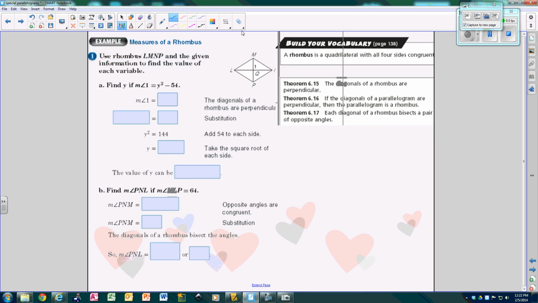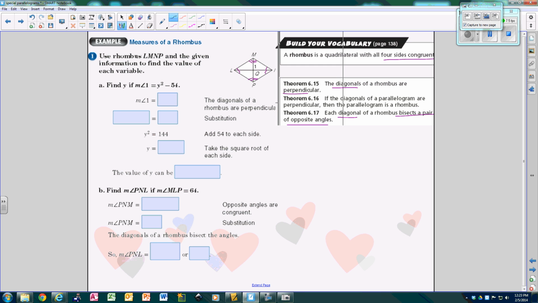So now, to know if it's a rhombus, remember, you have to have 4 congruent sides. You have to have diagonals that are perpendicular. And the diagonals bisect your opposite angles. So if this diagonal cuts these 2 angles in half and they were already equal, now I've got these 4 equal parts.